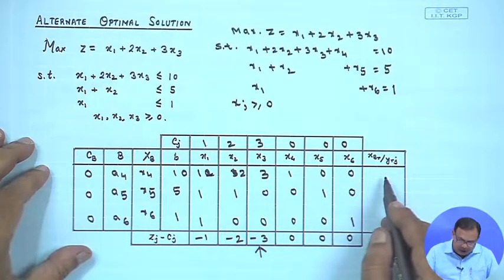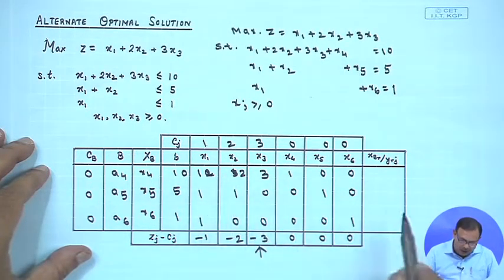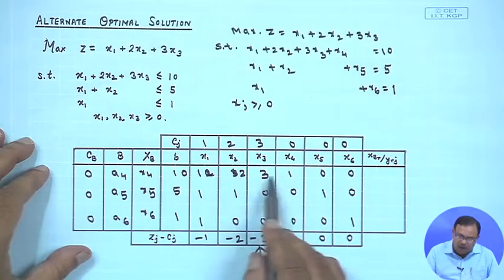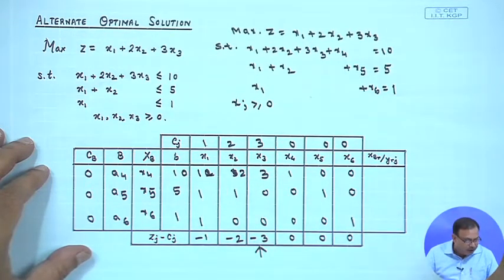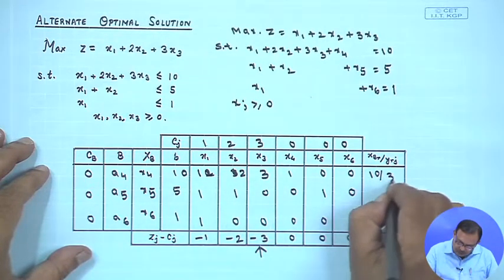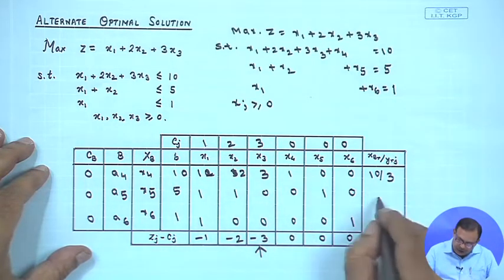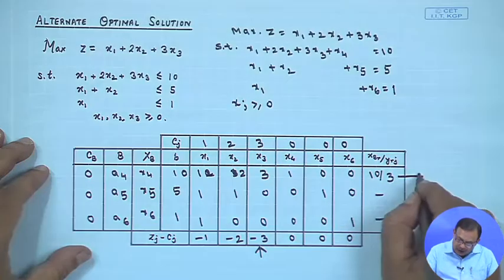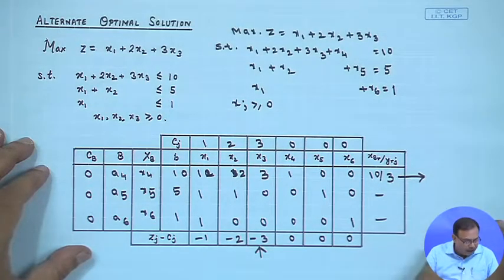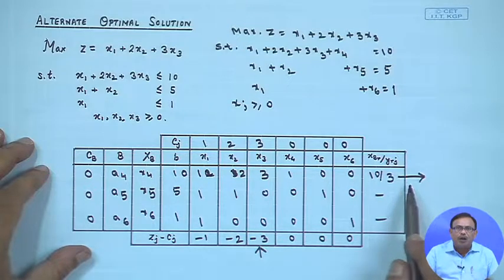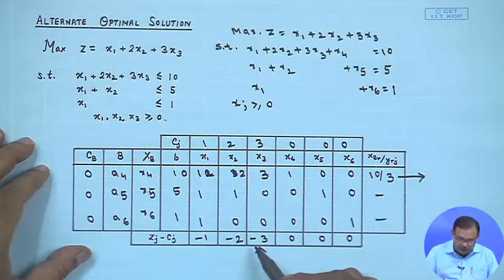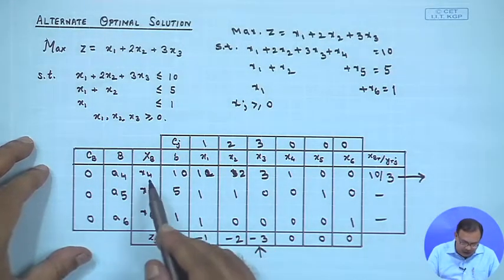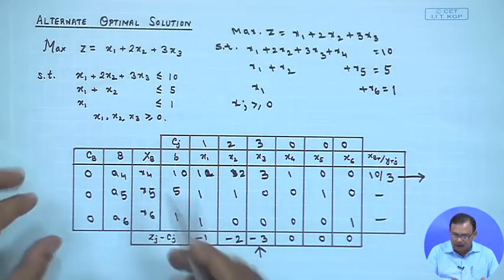So you have to calculate the ratio b by yrj, where y means the values of the coefficients. This will be 10 by 3, and in the other two cases infinity, so the question does not arise. So there is only one minimum, and your departing variable will be x4. In the next table, the departing variable is x4 and the entering variable is x3, that is, x4 will be replaced by x3.